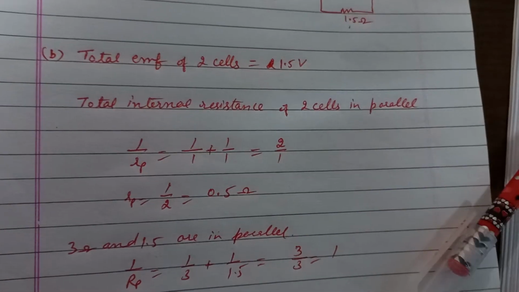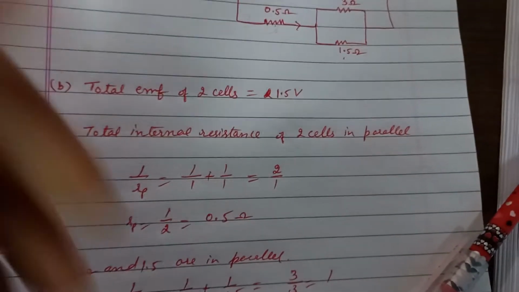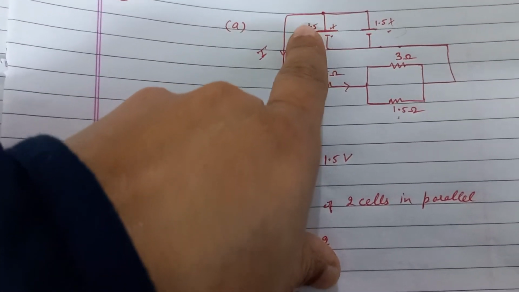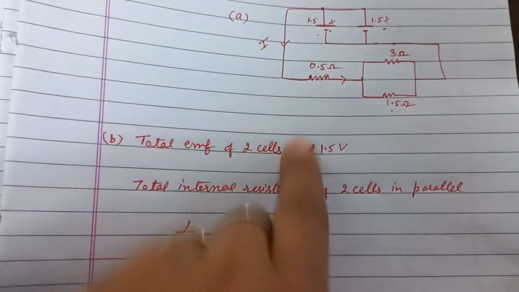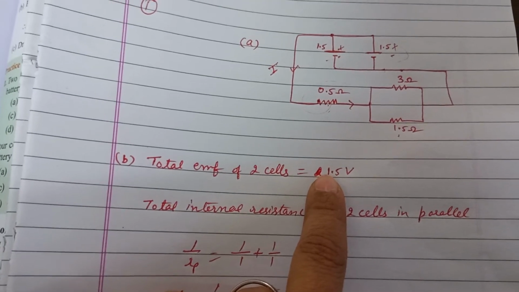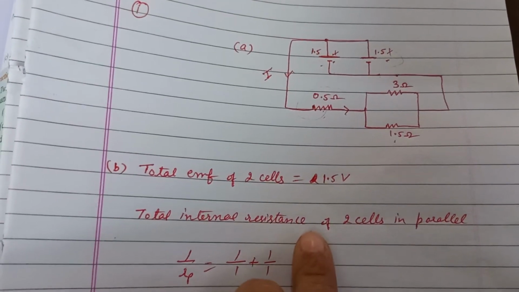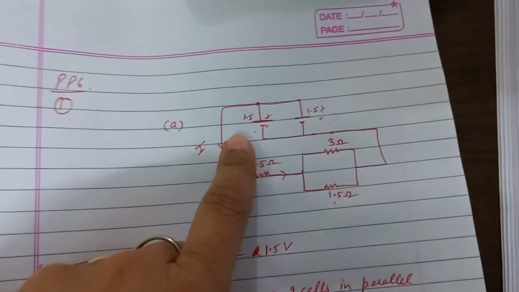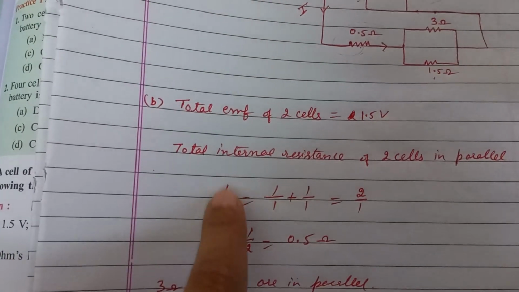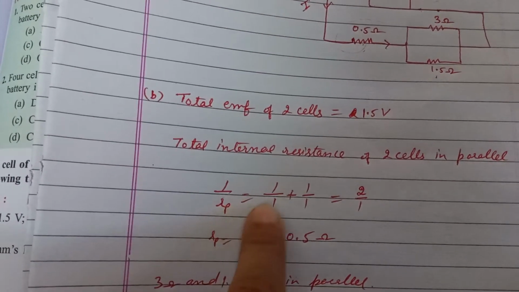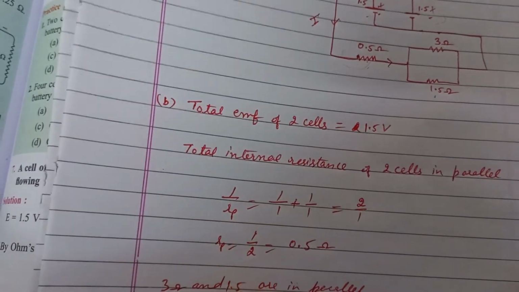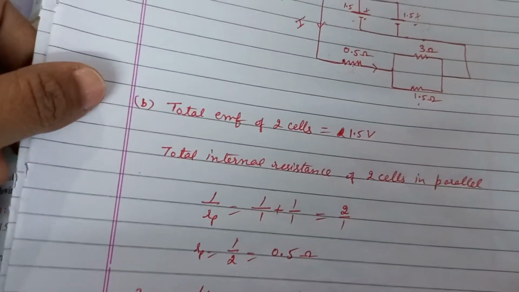So the B part is, the total EMF of the two cells. Now the EMF of each cell is 1.5. Now the two cells are in parallel, so the total voltage remains 1.5 volt. No need to multiply by 2 because the cells are in parallel. So the internal resistance of each cell is 1 ohm. Resistances are in parallel, so 1 upon Rp, where Rp is the internal resistance, is 1 by 1 plus 1 by 1, which becomes 2 by 1, that is, Rp is 1 by 2, it means 0.5 ohm is the internal resistance.